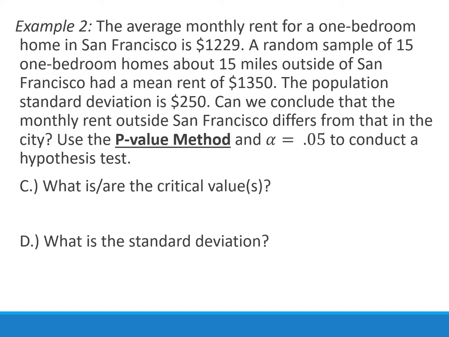Critical value is a little different for this one because this time we have a two-tailed test. Our alternative is that mu is not equal to 1229, which means we're going to take this alpha and we're going to split it into two parts. Okay, we have area on the left side and the right side. So this 5% is going to get cut in half. 2.5% goes on this side. 2.5% goes on the left side. So together there's 5%, but it's split up.